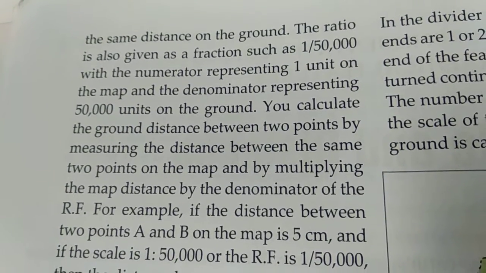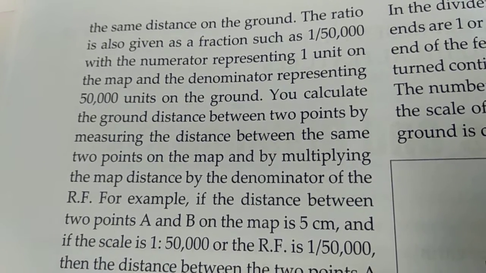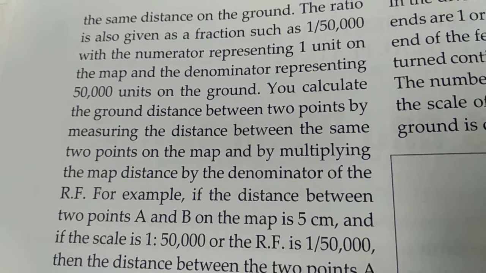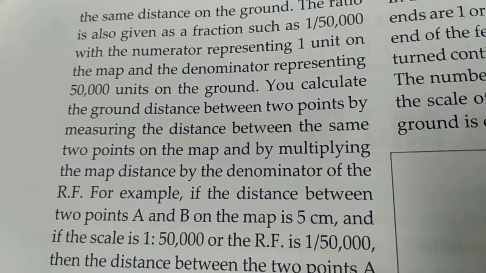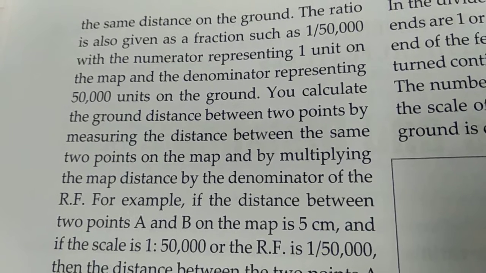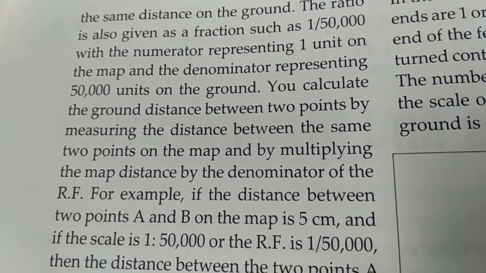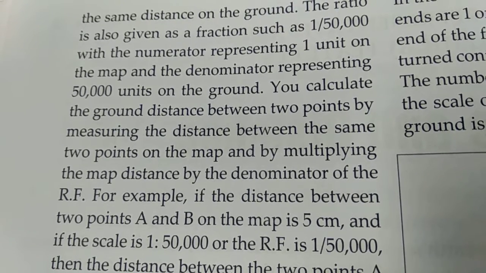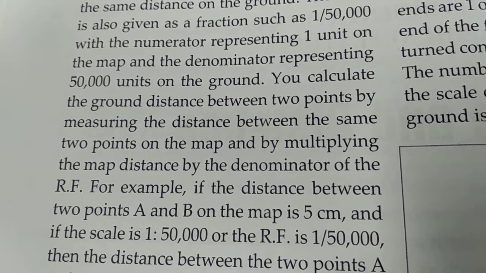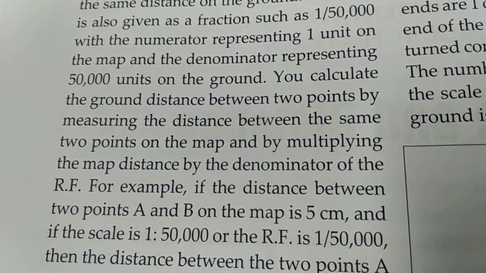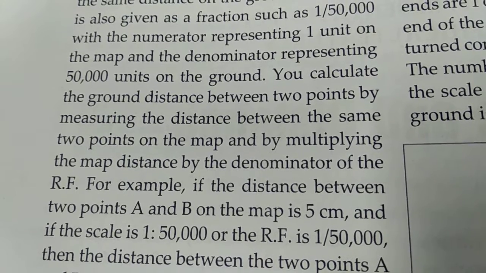The ratio is also given as a fraction such as 1 by 50,000. The numerator represents 1 unit on the map and the denominator represents the unit on the ground. You can calculate the ground distance between 2 points by measuring the distance between the same 2 points on the map and then multiplying the map distance by the denominator of the RF.